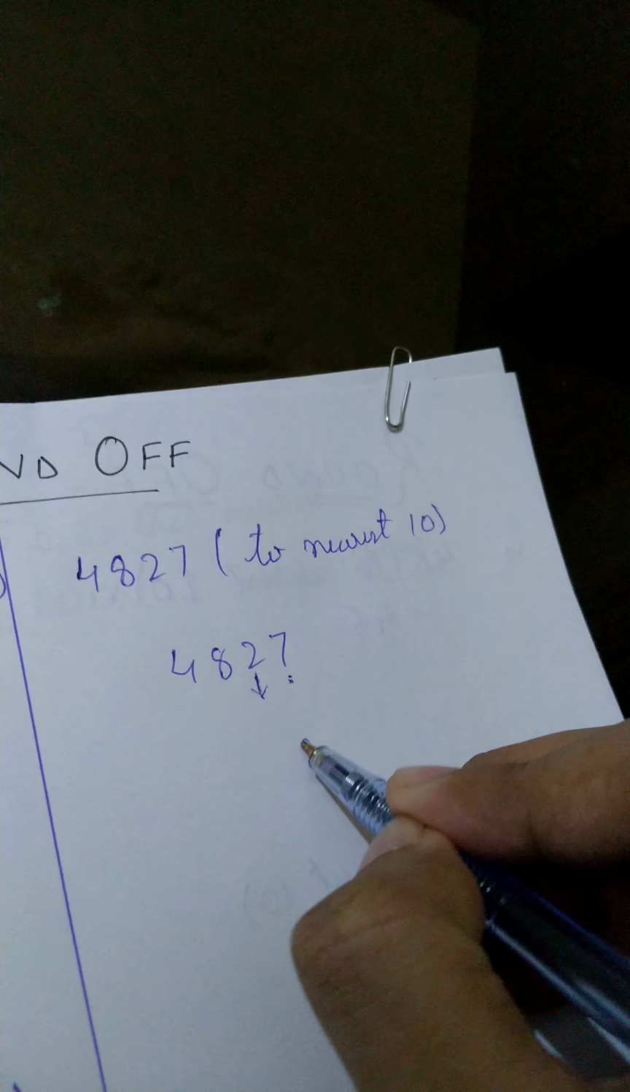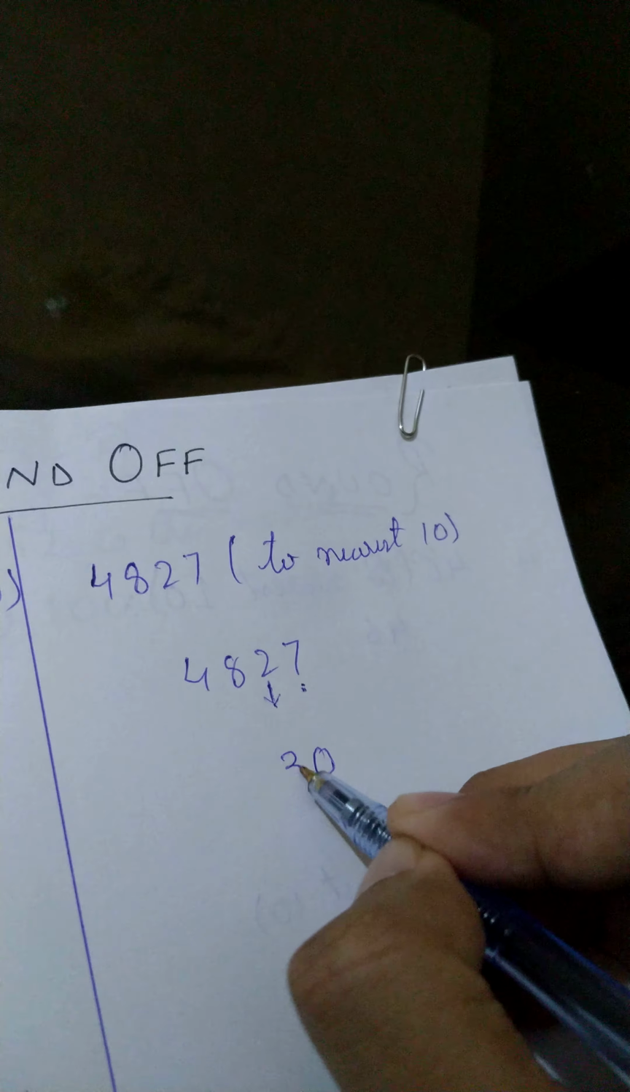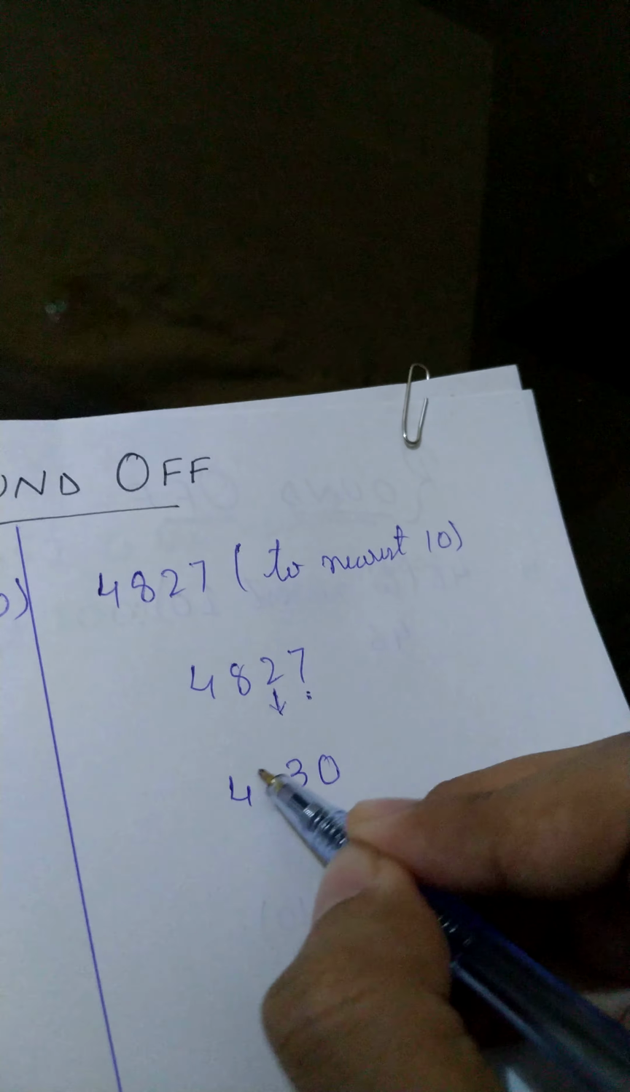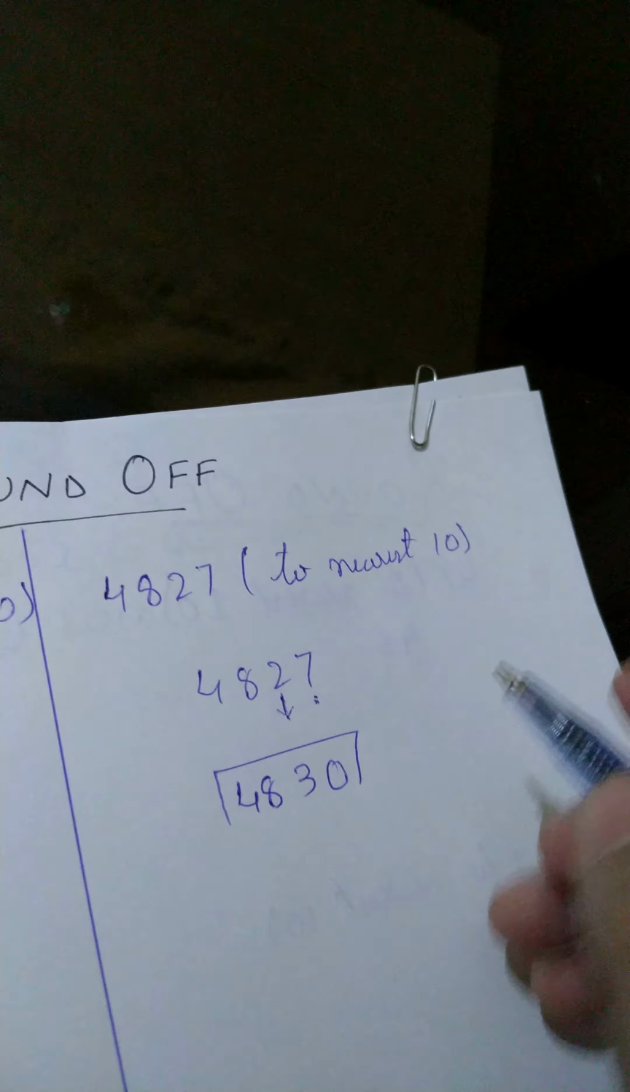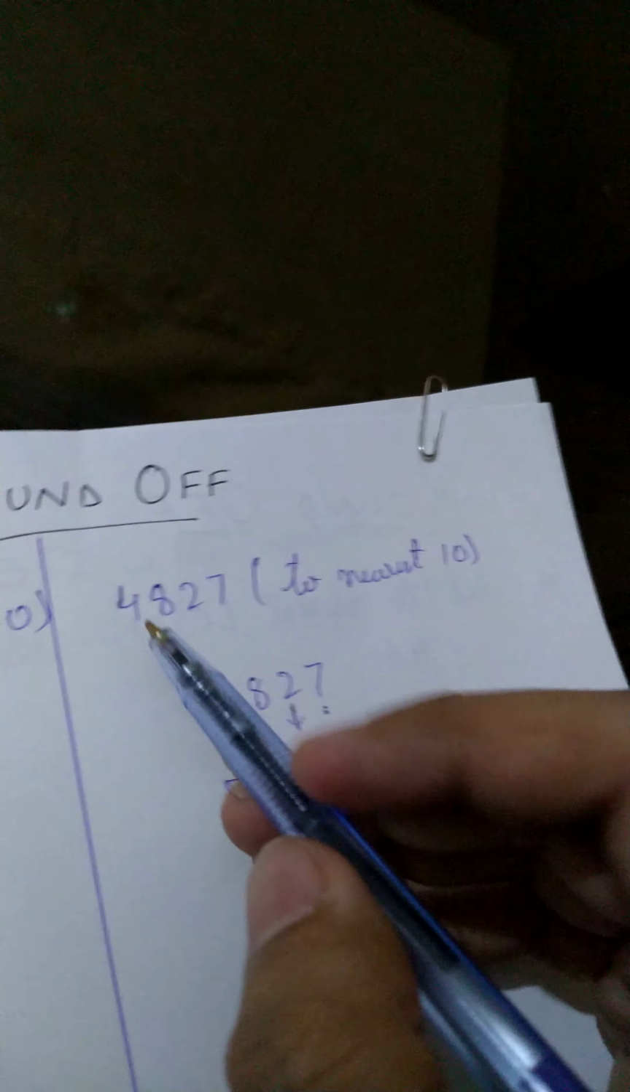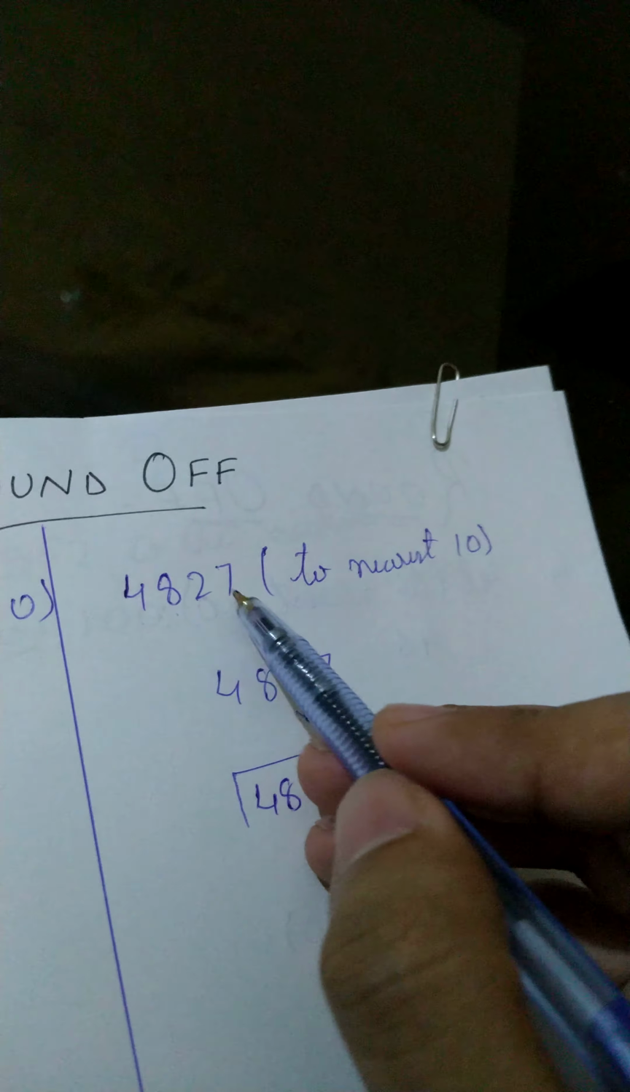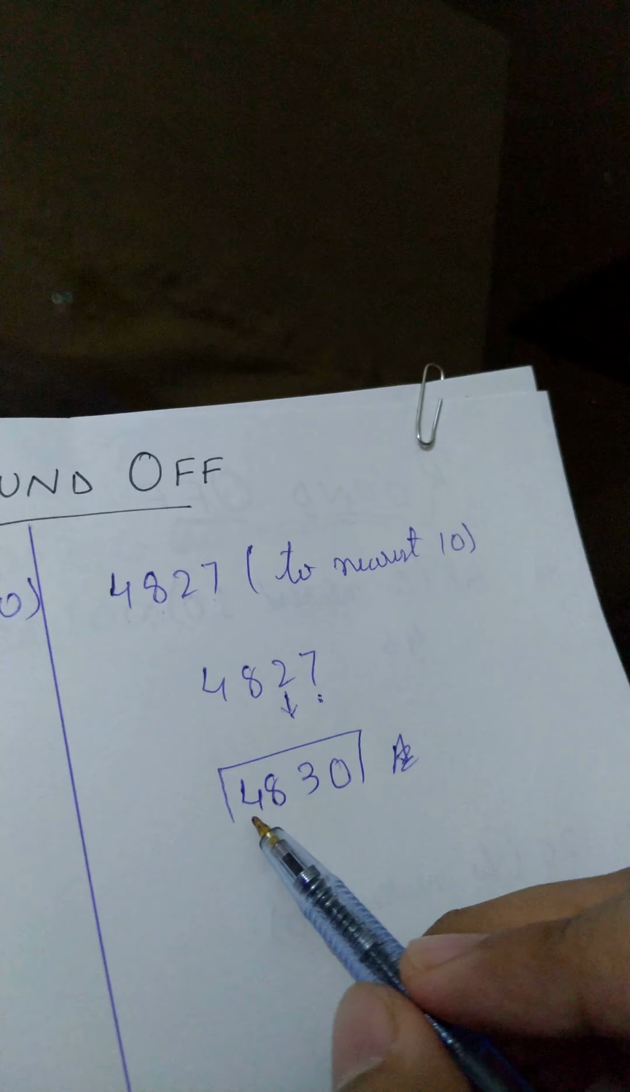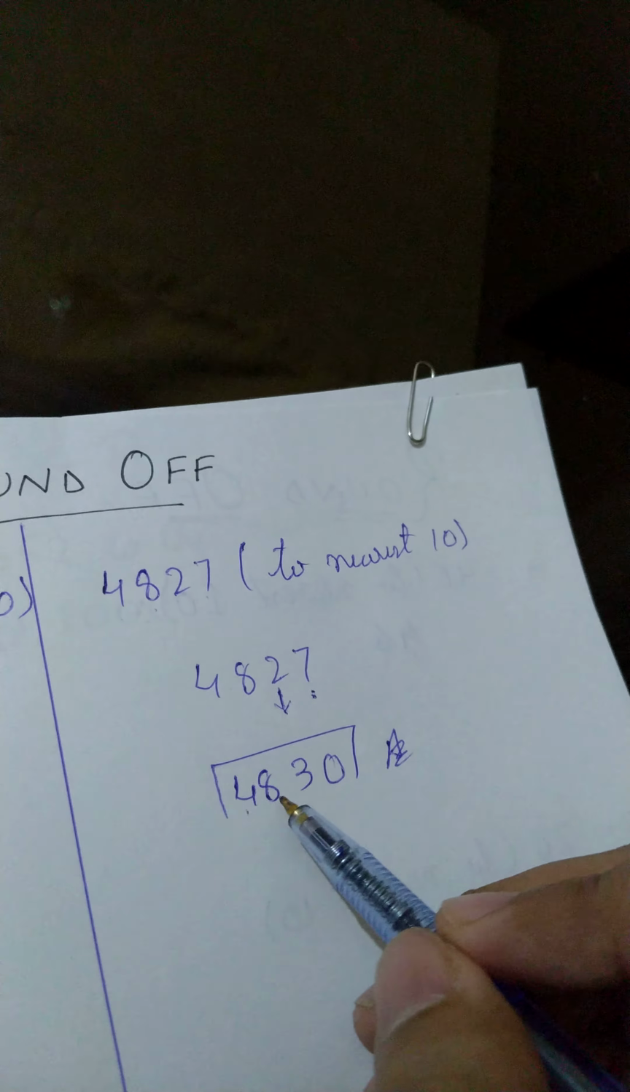I will replace it with the 0. This number will be increased. These two will come as they are. Okay, so 4830 is my answer. When 4827 is rounded off to the nearest 10, it gives us 4830.